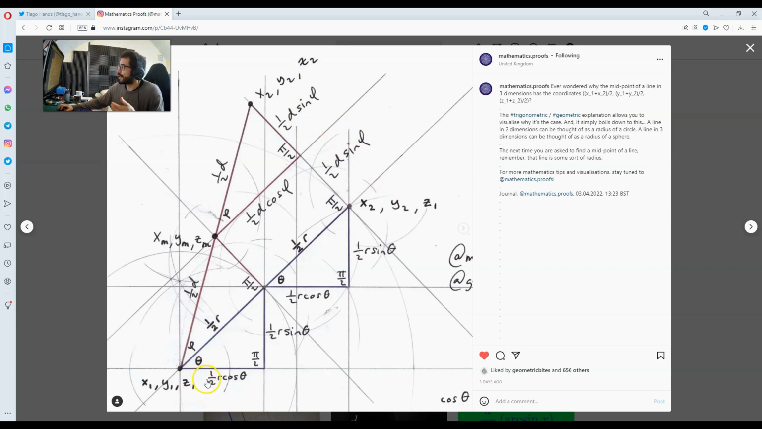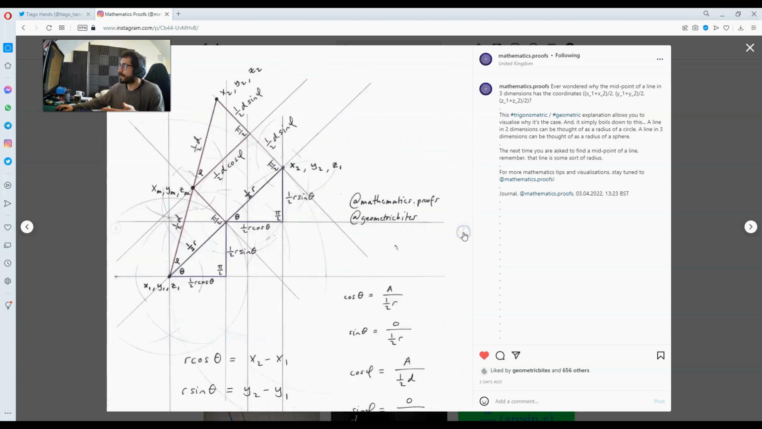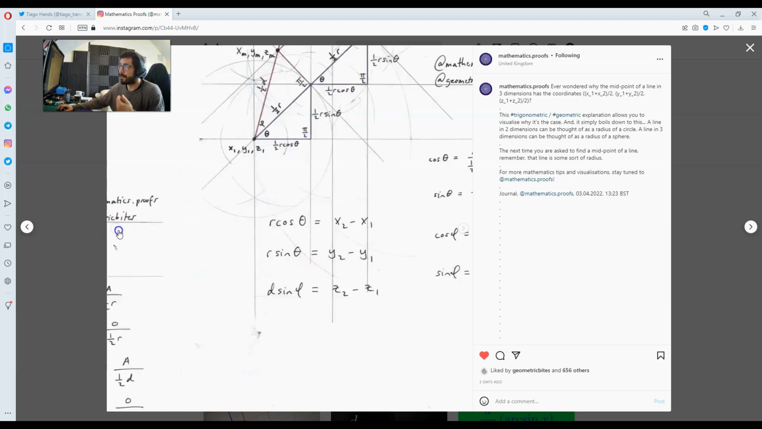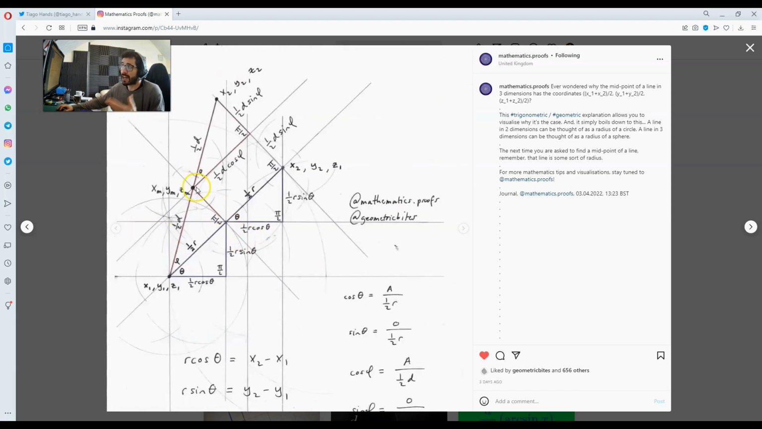So let's just recap a couple of things here. We are going to be using 2 right-angled triangles, 2 perspectives, to find the midpoint of a line in 3 dimensions. What we've discovered is that r cos theta is x2 minus x1, r sine theta is y2 minus y1, and d sine phi is z2 minus z1. Using this information here, we are going to be able to find that midpoint very, very easily.